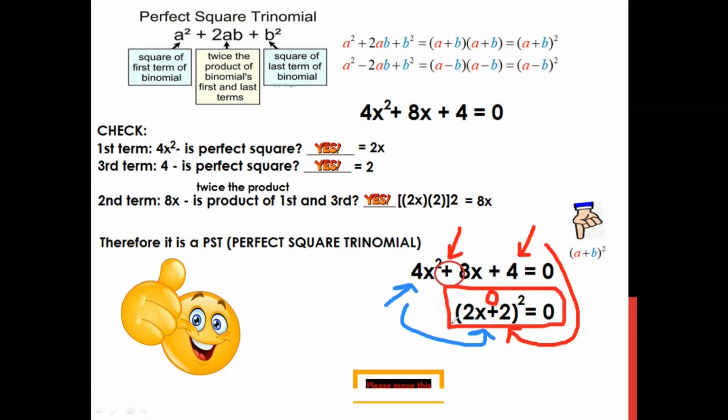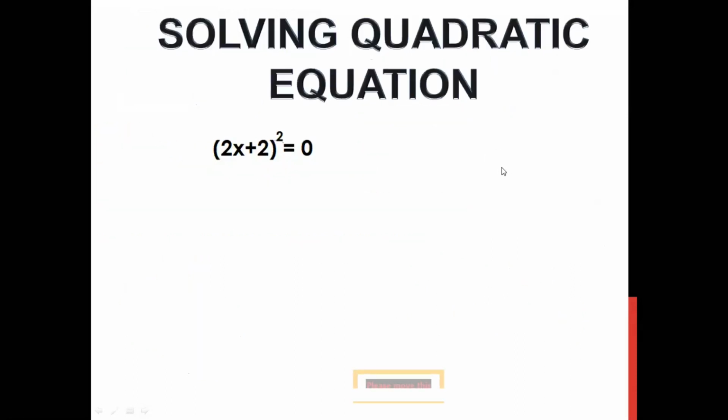So easy to identify it is a perfect square trinomial. You only need to check the first and last terms, then multiply them by 2, and then check the product of the first and the last term. Okay, we get (2x + 2) squared. So use the square root property from our previous method.